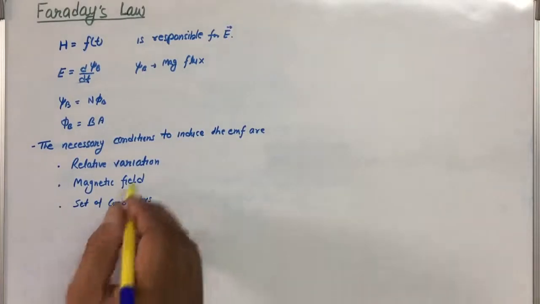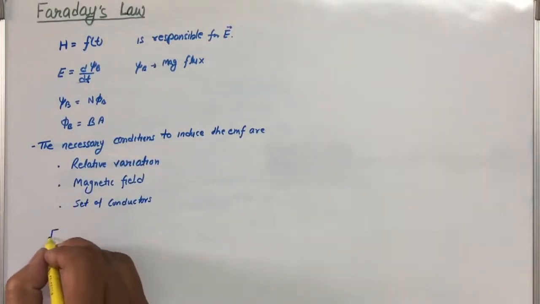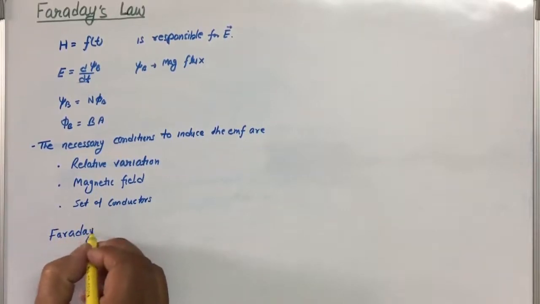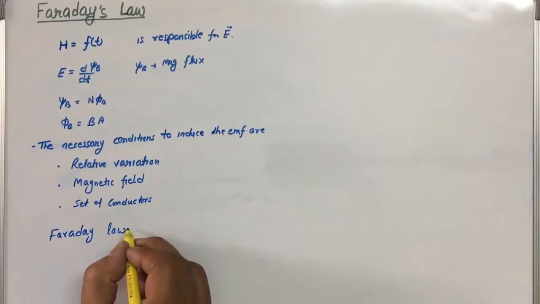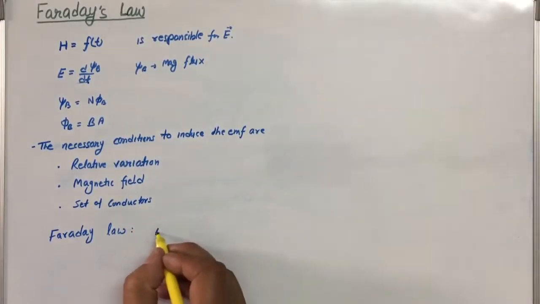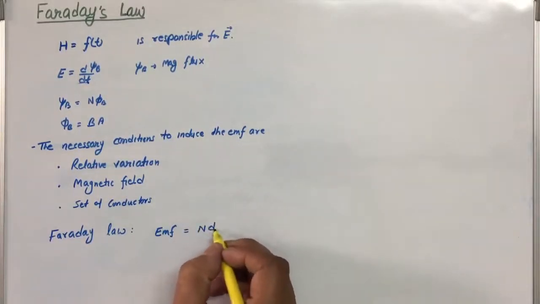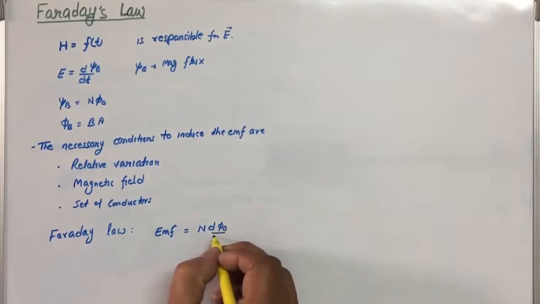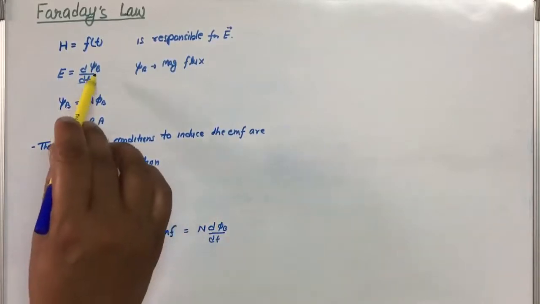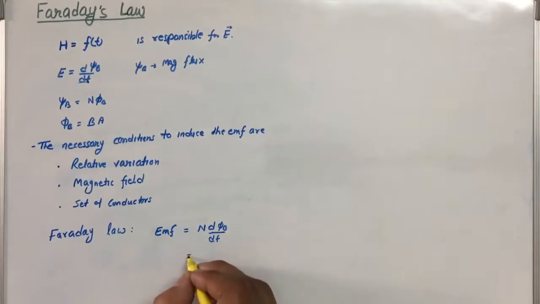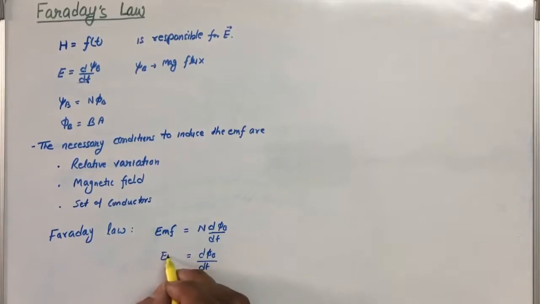Okay, now according to this Faraday law, EMF can be equal to the rate of change of phi b here, and if we assume n is equal to 1 for single coil, single conductor, then the EMF will be equal to the rate of change of magnetic flux.